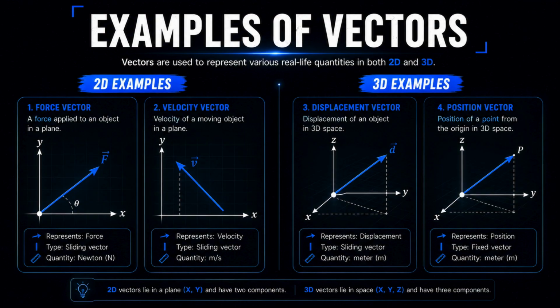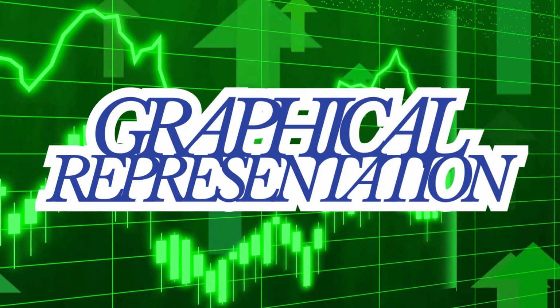Another important example is the position vector, which specifies the location of a point relative to the origin of a coordinate system. While force, velocity, and displacement can often be moved parallel to themselves without changing their meaning, sliding vectors, a position vector is generally a fixed vector because its starting point is tied to the origin. So, this was the graphical representation of a vector.